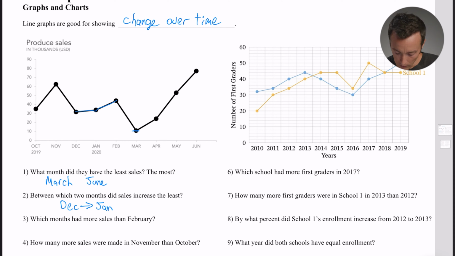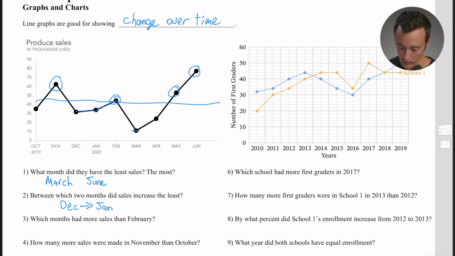How about number 3? Which months had more sales than February? There's a lot of ways you could answer this question, but if I look at the sales that came in February, something like that. So this point right here is February. Which months had sales above that line? In other words, which months were there more sales? In other words, they would be higher up on the y-axis. Well, that would be this one, and this one, and this one. So I guess that was November, May, and June. Cool. All right, how about number 4?